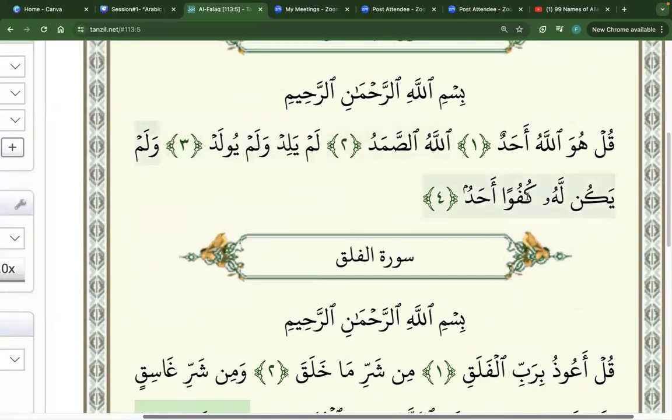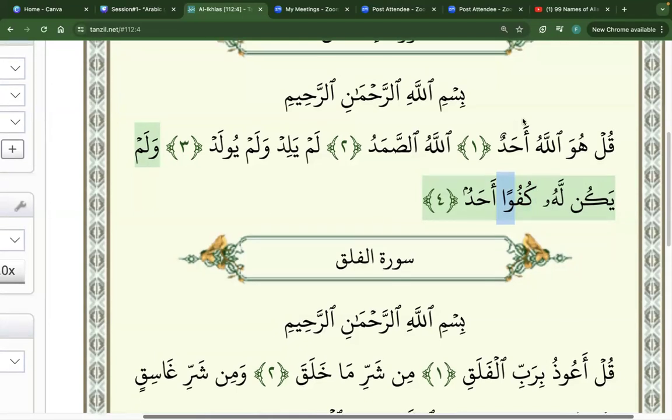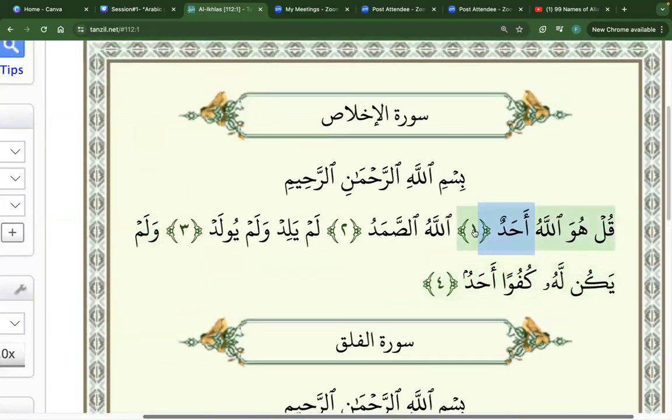Okay. Kufu one, status? Quickly. Rafa, nasb, jar? Nasb. Fatha. Nasb. Very good job. Now look at this one. Kufu one. Kufu one. This is nasb. Good job. Elena, message in the main group, my dear. This is nasb. Good job. Very good job. Ahadun. Qul huwallahu ahadun. Ahadun, there is a dhamma here. That is the reason this is raf. Very good job. Allahu samad.